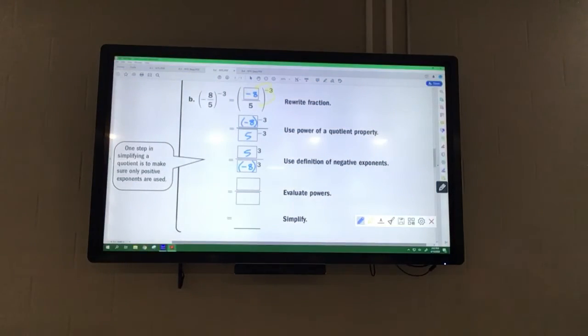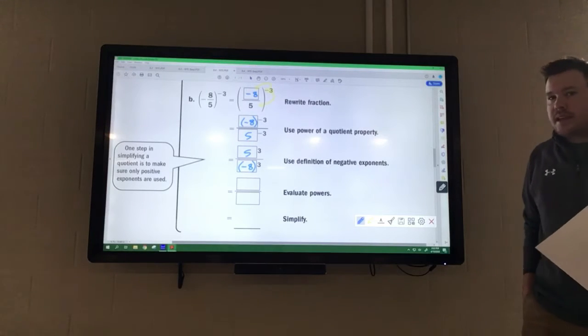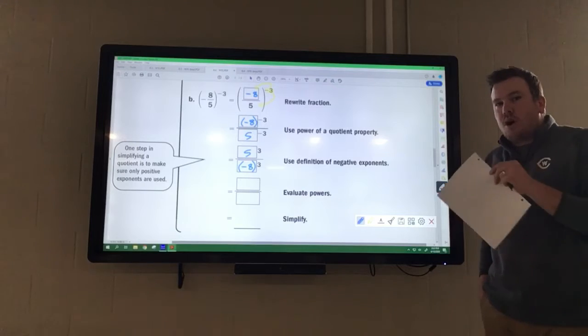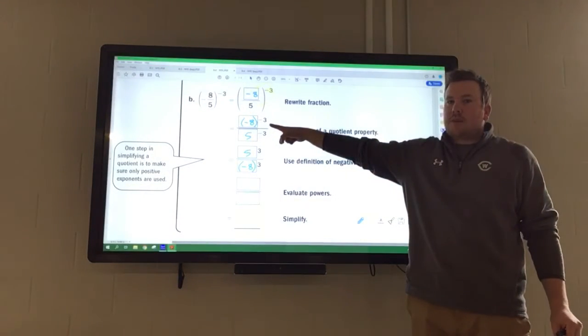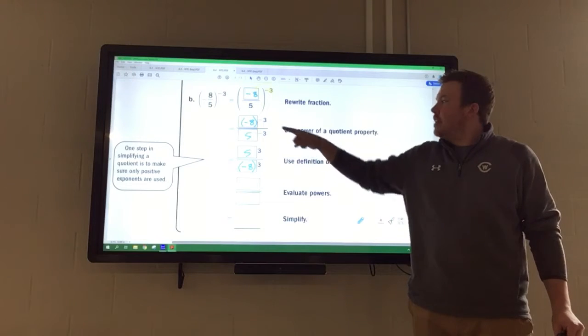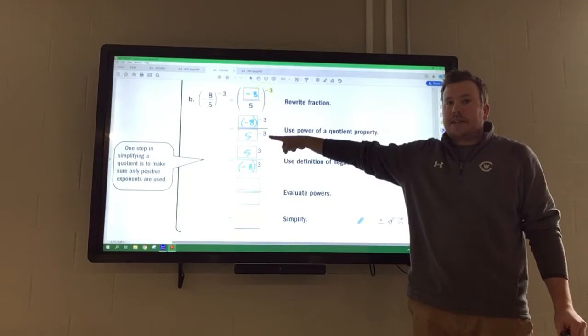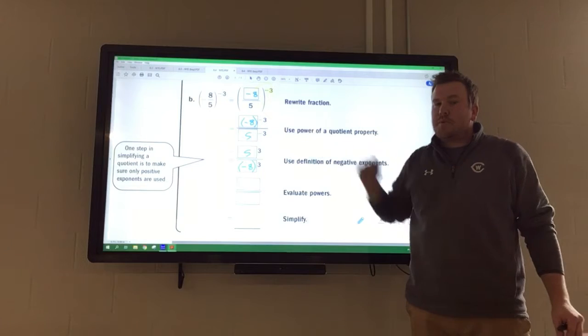Again, negative exponents don't necessarily mean negative numbers. They mean that that number is in the wrong place. This one was in the numerator. It's in the wrong place. We moved it to the denominator. This one's in the denominator. Negative exponent telling me it's in the wrong place, so we moved it up to the numerator.